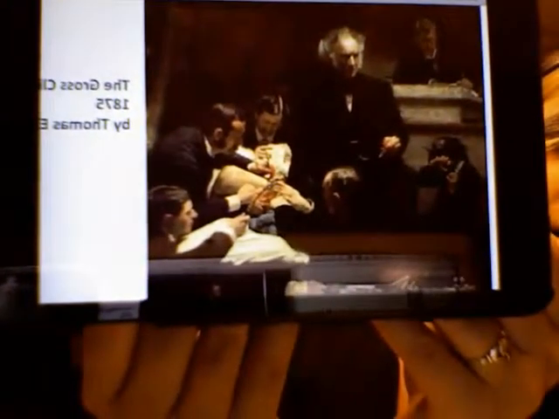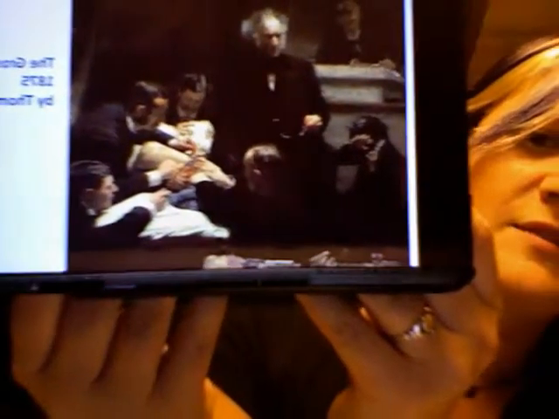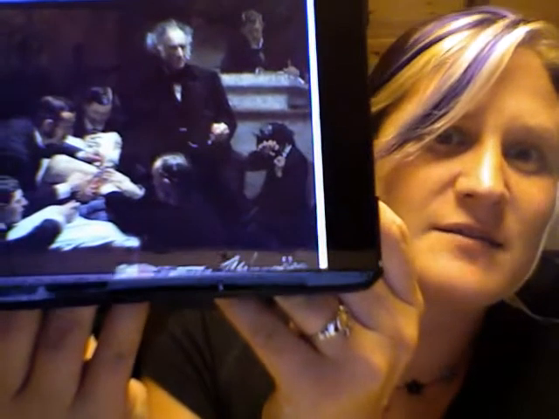This one is a little gruesome, but it's very realistic. This is a very realistic painting called The Gross Clinic, and it's of a dissection of a person. It doesn't really show that person, but that is the portrait of basically an anatomy class with a cadaver. But it's still a portrait, even though it's of several different subjects. It's a real situation, but it's still a portrait.